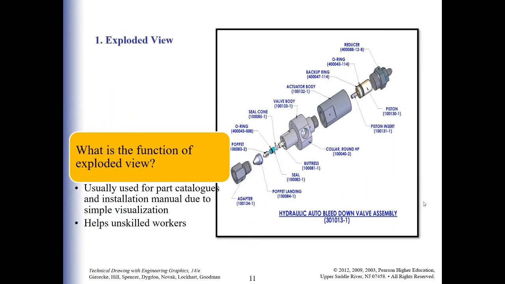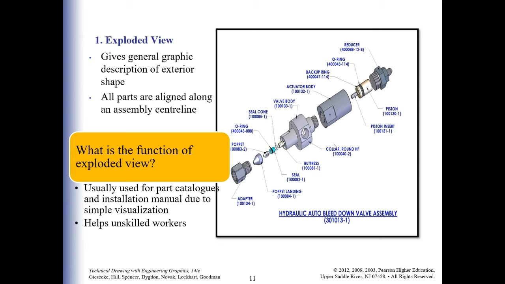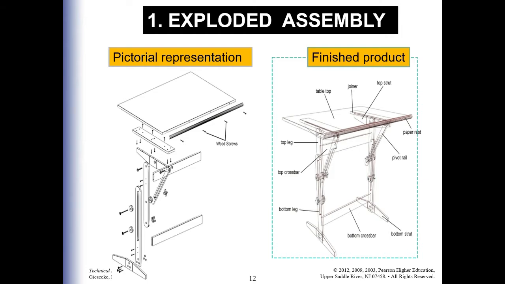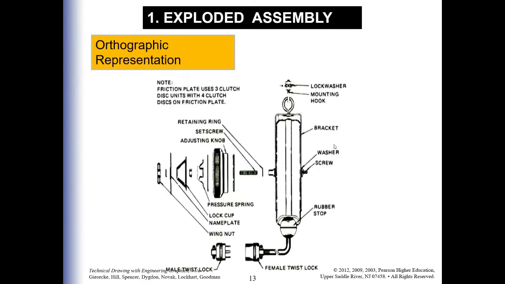The exploded view, shown on the right hand side here, is an explanation of all the parts combining, exploding, and used to determine how the installation will be done. This will help unskilled workers to join the parts together. This is an example of the exploded view of a hydraulic auto bleed down valve assembly. These are the two pieces of information needed to explain the exploded assembly view. On the left hand side is the pictorial explanation, whereas on the right hand side is the finished product of a table. This is a representation of an exploded view based on orthographic representation.